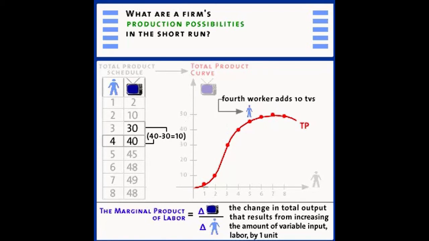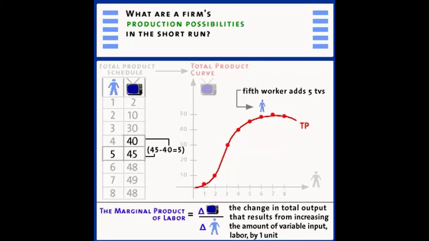So the change in output that results from the change in labor is what we call the marginal product of labor. Remember, we're calculating this marginal product, holding constant the firm's know-how and holding constant all other inputs, like the size of the factory, the number of tools, and so forth.